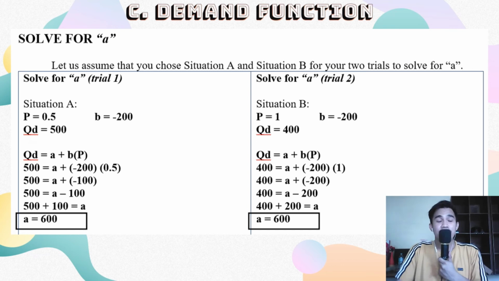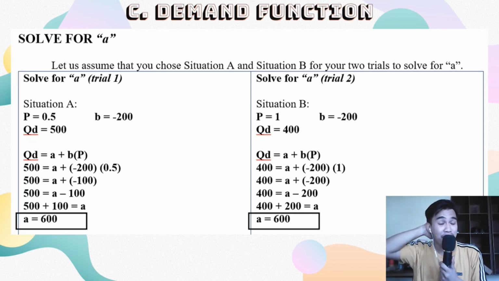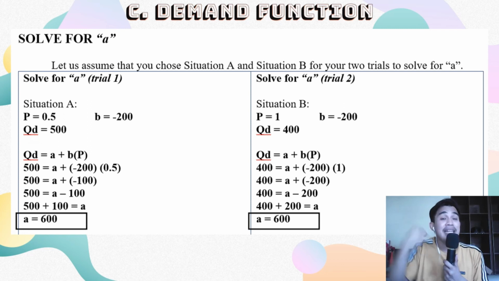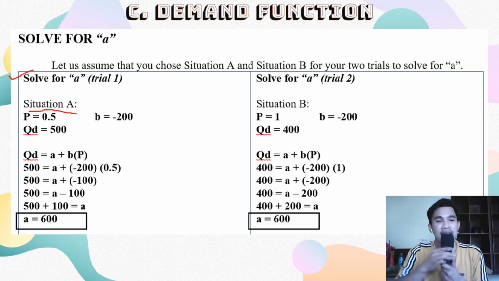So next, after we solve for our B, let us now solve for our A. Let us assume that you choose situation A and situation B for your two trials to solve for A. Remember, for you to solve for A, you need to choose a situation. But since you need two trials, you will choose two situations. So for the first trial, trial 1, solving for A, we used situation A. You can just look at the module.